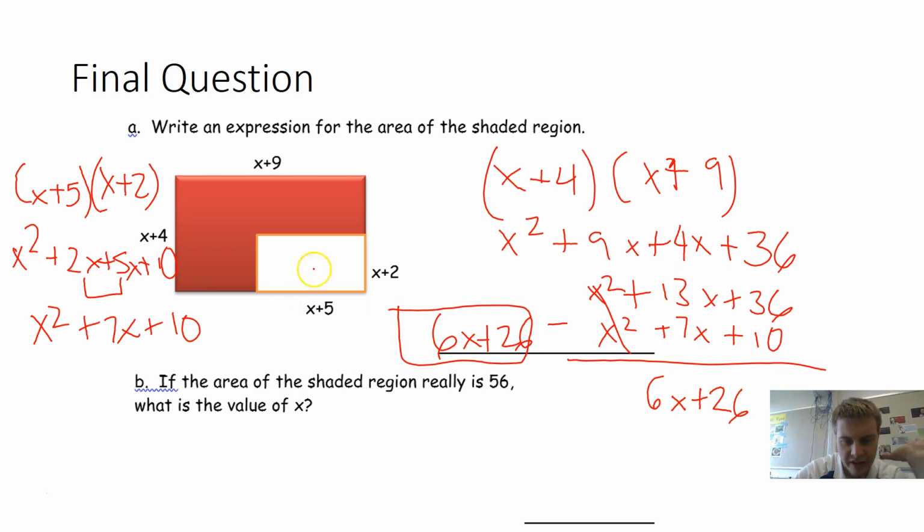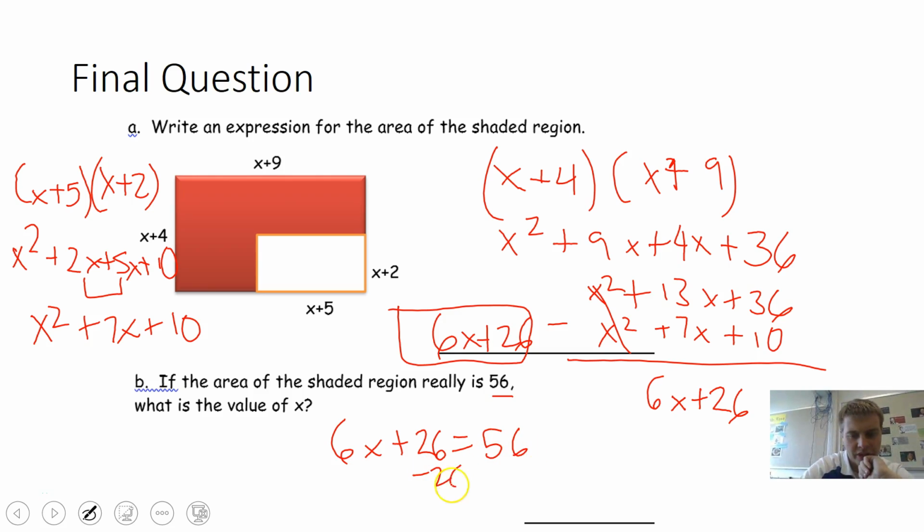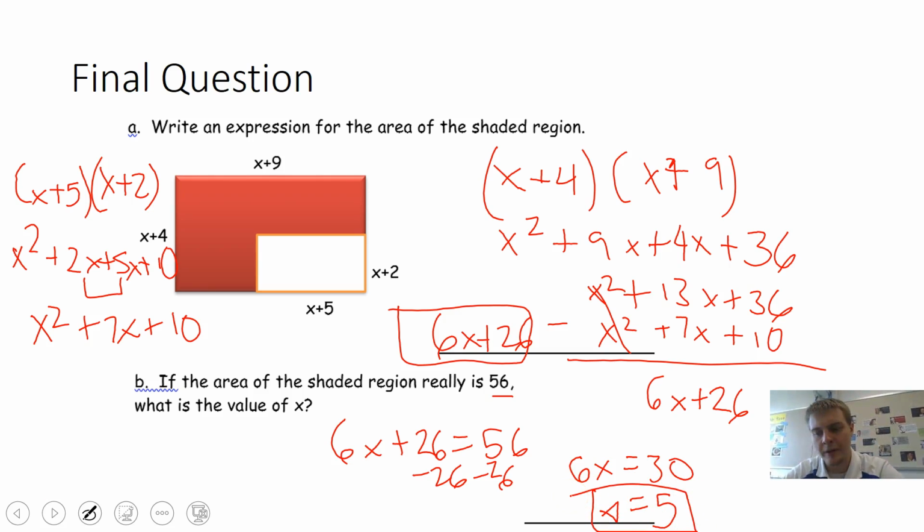Now for this part they said, hey, by the way, the area is actually 56, so what is x? Well, then we would just have to say 6x plus 26 is equal to 56. Subtract 26 from both sides. We're going to get that 6x is equal to 30, which means that x is equal to 5. And that would be my final answer right there.